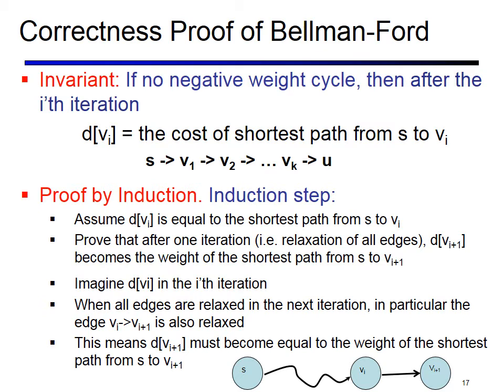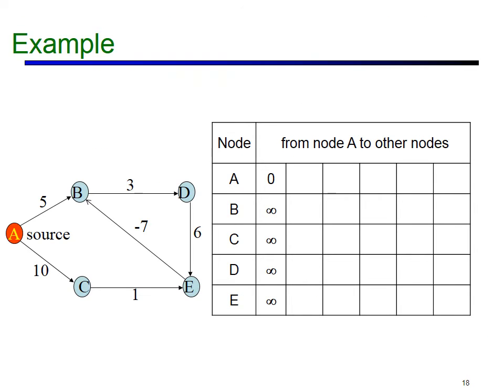So going from S to Vi and Vi to Vi plus 1, it gives the shortest path, and by relaxing that edge, we get the weight of that shortest path. And that completes the proof. Now let's apply the Bellman-Ford algorithm onto our running example graph.